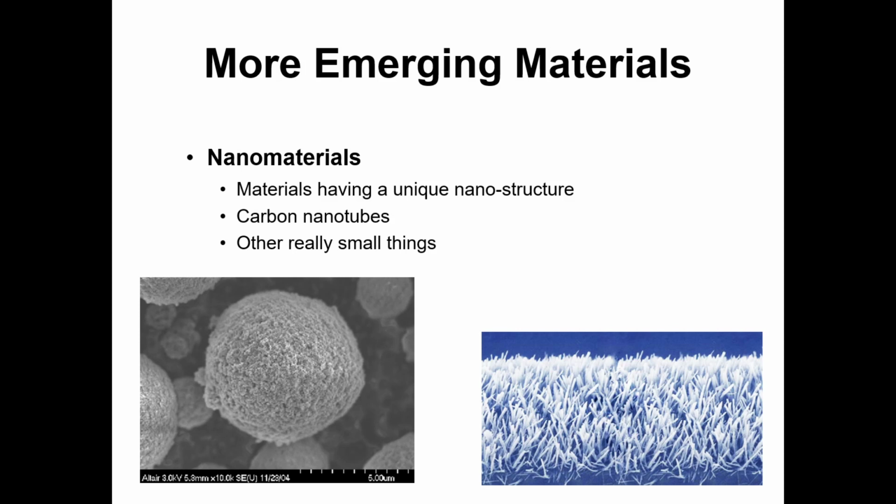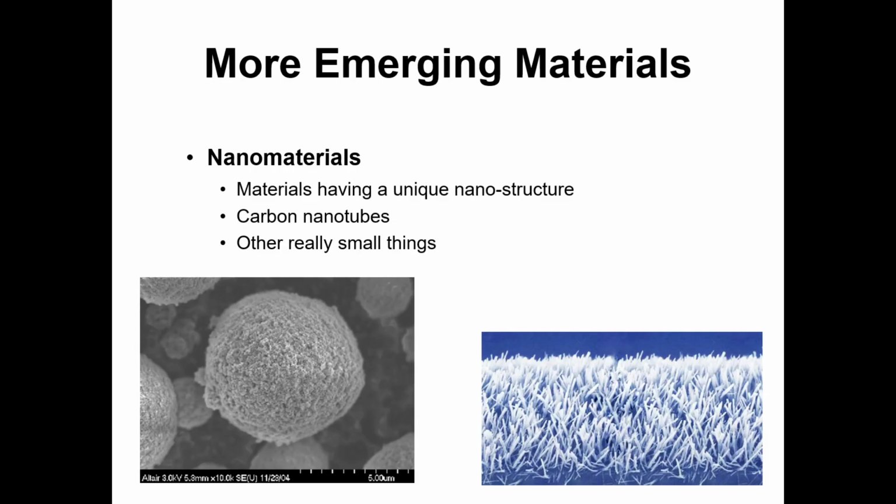So in your homework, I want you to look for something like this. I want you to look for a new property, or it could be a new process that's used to make a new material, or it could be a new product that uses a new material, something like that. Okay?